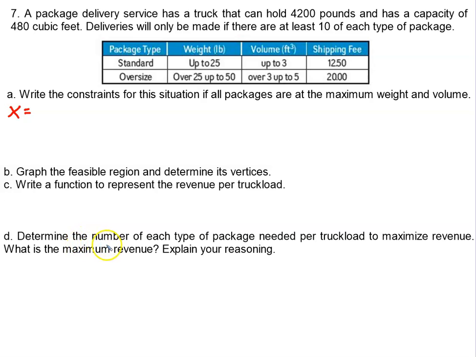because letter D says determine the number of each type of package needed per truckload to maximize revenue. So that's the end goal, is to determine how many of each type. So that's what our variable needs to represent. All right. So I don't want you to think that X is the weight of packages. It's the number that are delivered, number of standard. We understand that these are being delivered, but here are the number of standard delivered. Y will be the number of oversize.